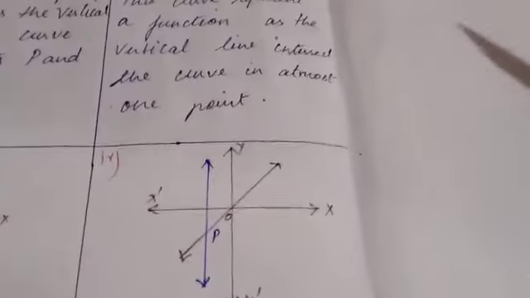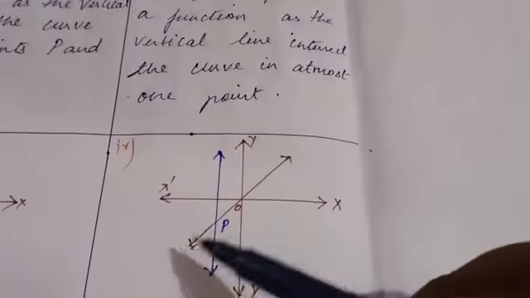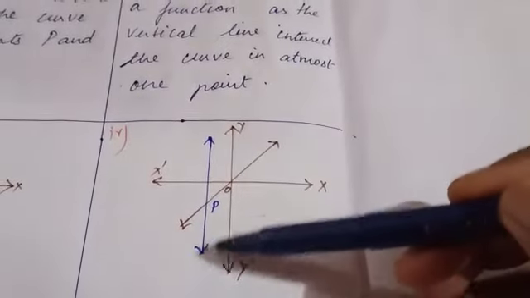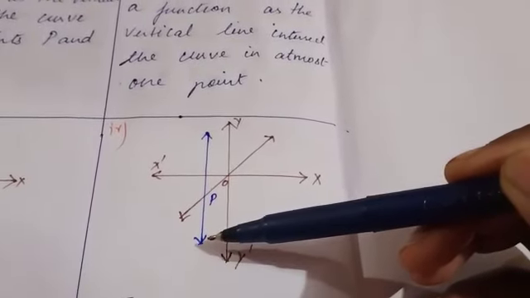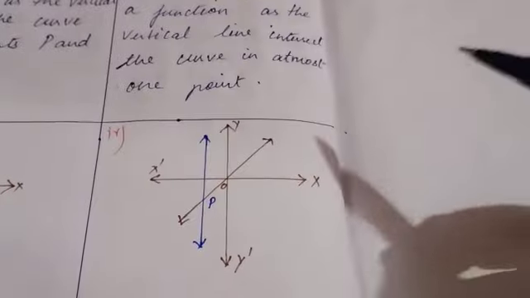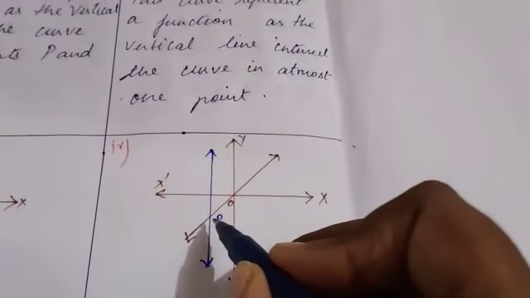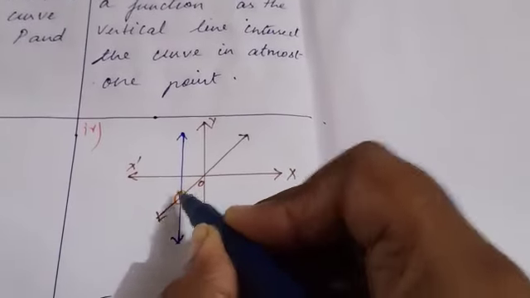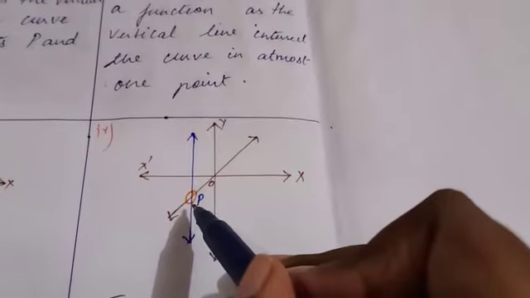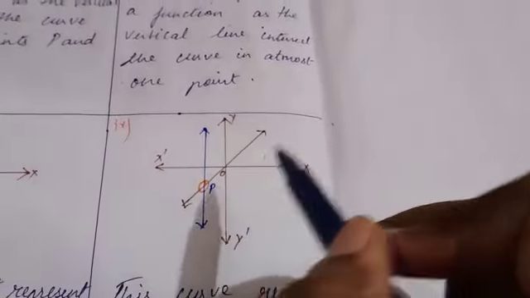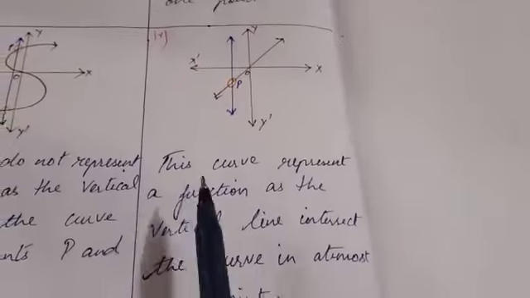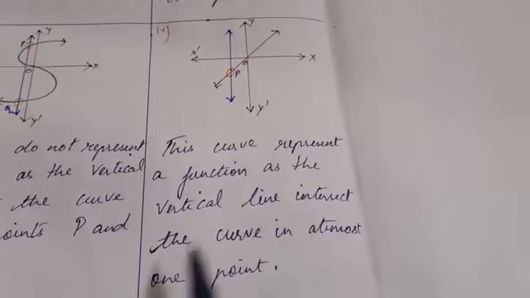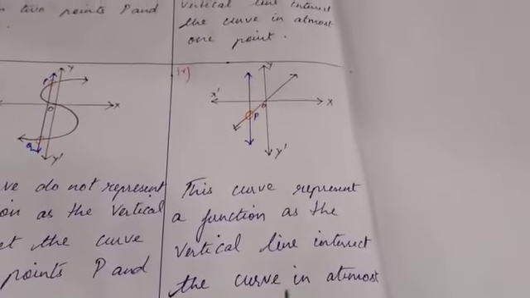Next, the fourth subdivision. This line is the given curve and I have drawn the vertical line here to check whether this curve is a function or not. And the vertical line meets the curve in 1 point. Yes, so this represents a function. This curve represents a function as the vertical line intersects the curve in at most 1 point.